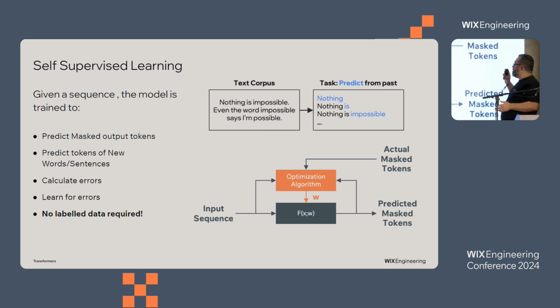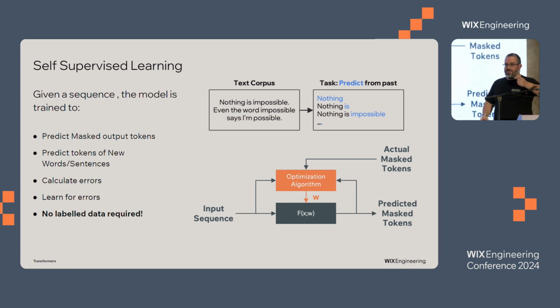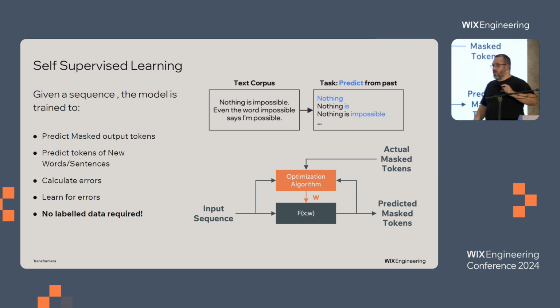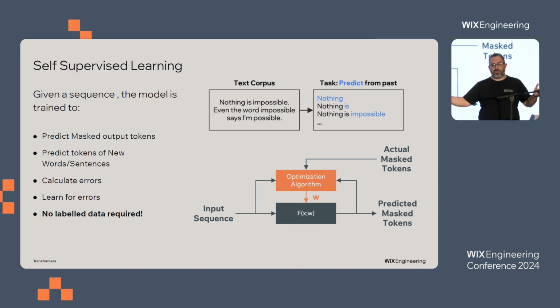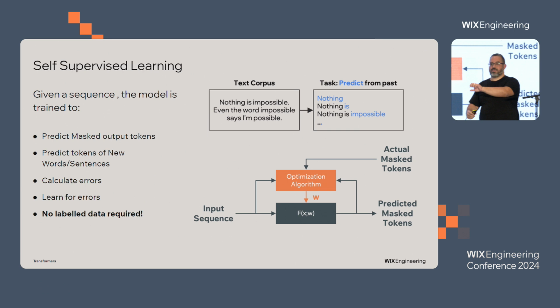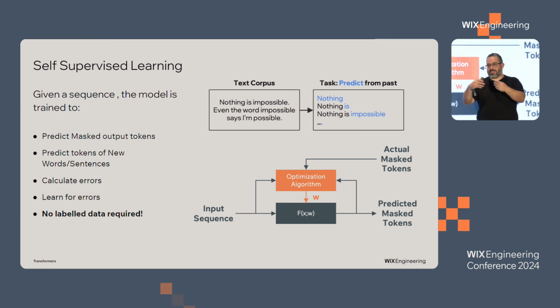Typically what we implement is an optimization algorithm that is used to tweak the parameters of our model. So let's say we have a sequence of words, a sentence. What we would do is block out some of those words in the sentence. This is known as masking. So we block out some of the words, and we get the model to predict those blocked out words.